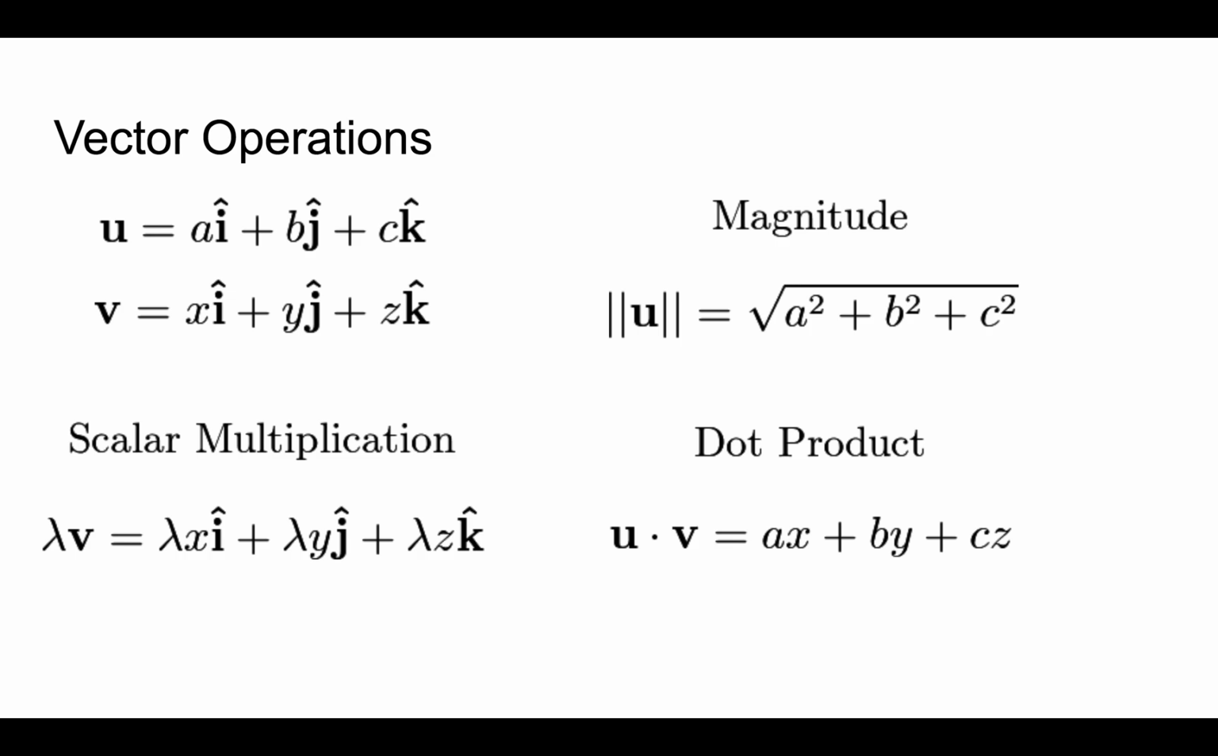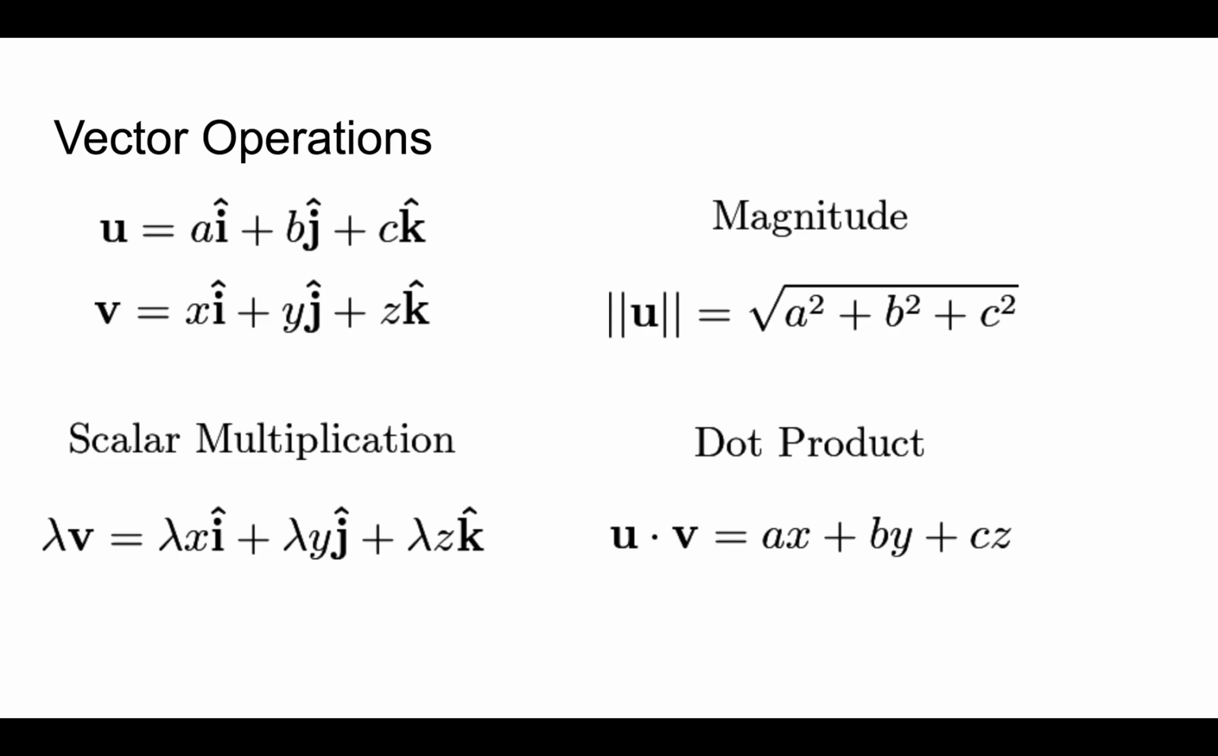And we can treat vectors as their own class of numbers, and as such we have some operations that we can perform on them. So I've defined two vectors here. We have u, which is equal to a times i hat plus b times j hat plus c times k hat, and v, which is equal to x times i hat plus y times j hat plus z times k hat. So first let's introduce the idea of scalar multiplication.